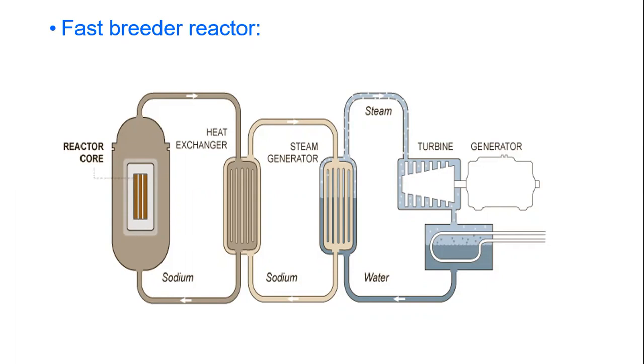Okay, that is the use of the fertile materials. In that, we are using two heat exchangers. Why? By usage of those two heat exchangers, we are producing the steam energy within a very short duration. That's why the name is called the fast breeder reactor.